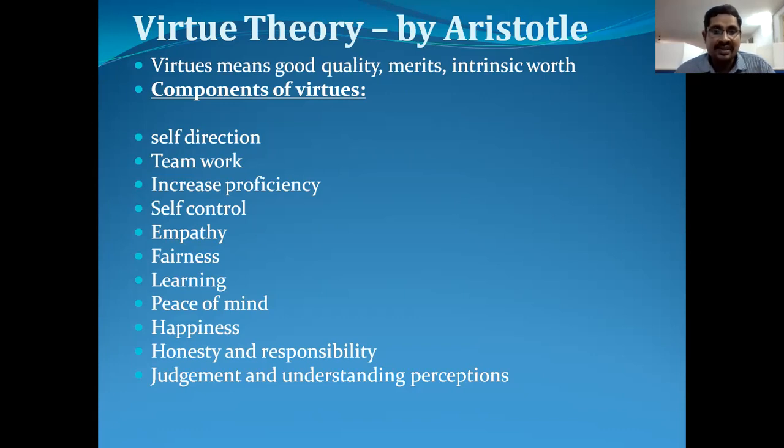Next, teamwork is the second thing. Next, increased proficiency. Proficiency means having professional skills. Next, self-control. Controlling ourselves, not being driven by emotions. Self-control simply means emotional intelligence. Already I told you in the first unit, emotional balance, emotional intelligence, is called self-control here.